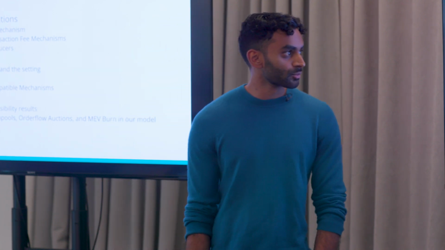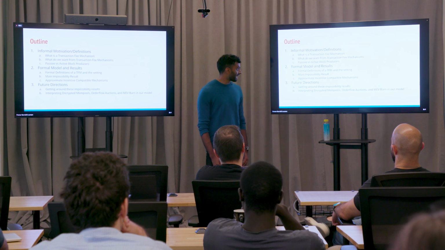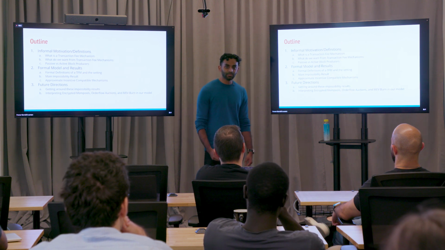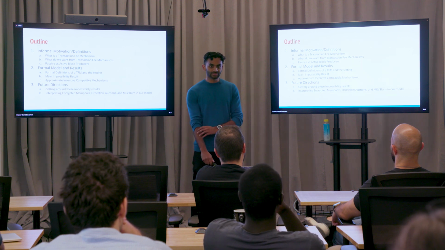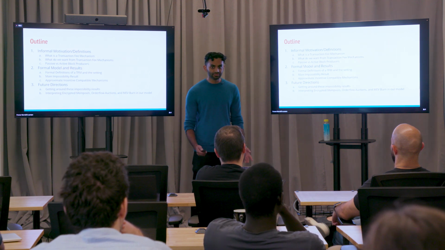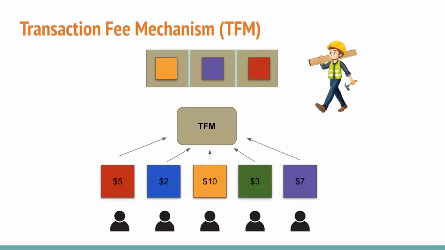From there, we'll move on to the more formal model and the results, exactly how you define a TFM. The main result we have is the impossibility result, so we'll go through that. Then we'll talk about some approximate notions of incentive compatibility that you can get to get around impossibility. And then we'll finish off with some future directions: what are some directions to get around these impossibilities? In particular, talking about encrypted mempools, order flow auctions, and MEV burn, and how those relate to our model.